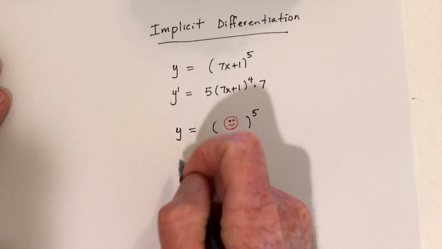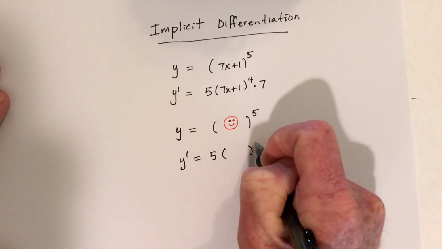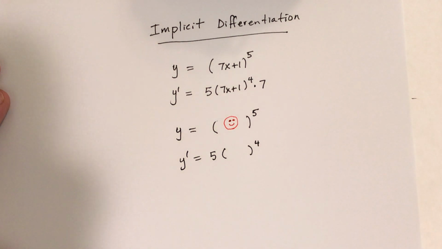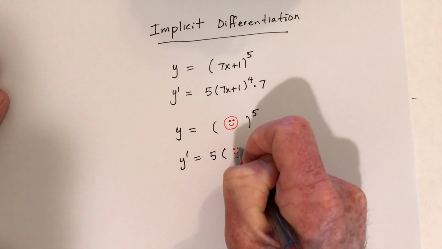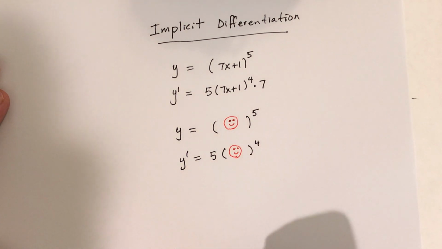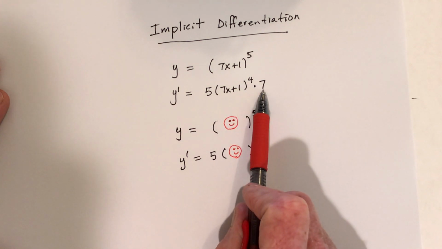So first of all, you start with the power rule. The derivative is going to be 5 something to the 4th. And the smiley face has to wait its turn. It's not your turn yet, buddy. Just stay there nice and happy. And then like right here, we took the derivative and we put it out here.